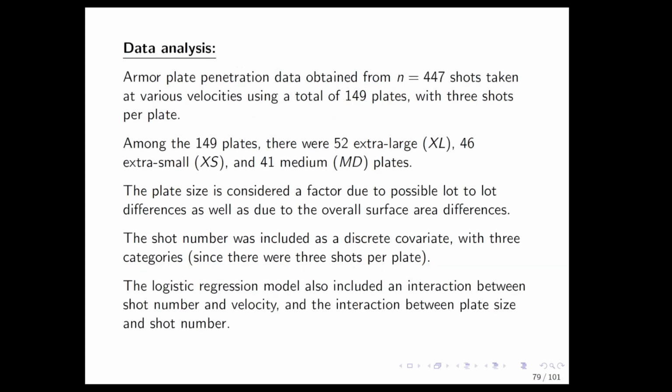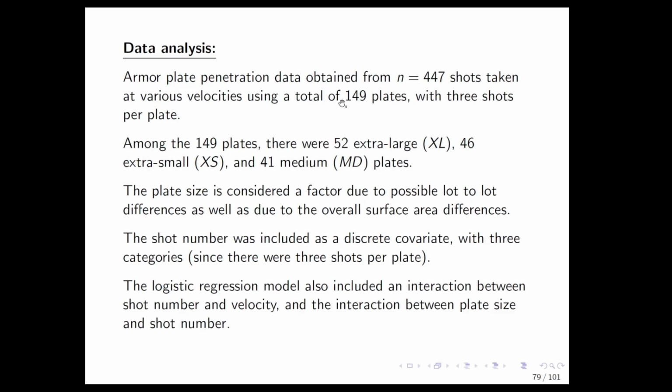Now, the data they provided us consisted of 447 shots taken at various velocities, and they had a total of 149 plates. 52 of these were extra large, 46 extra small, and 41 medium. So this is the plate size, which is a discrete covariate for us. Okay. And on each plate, 3 shots were fired. So you have 149 times 3, 447 observations.